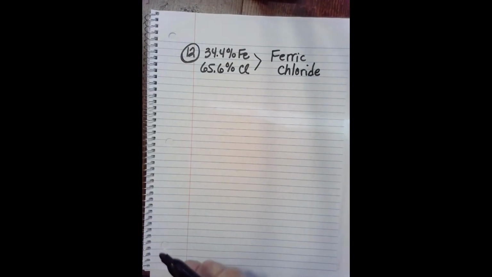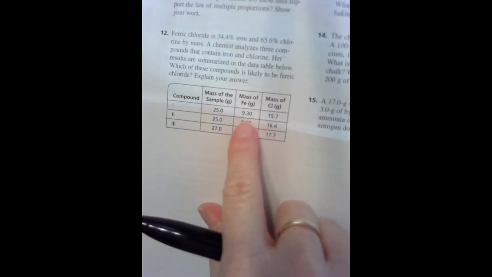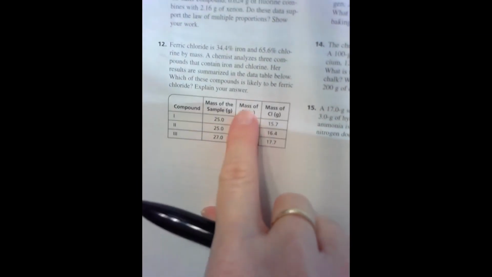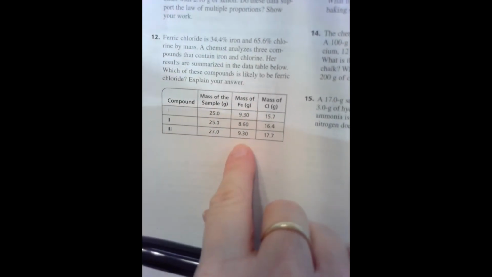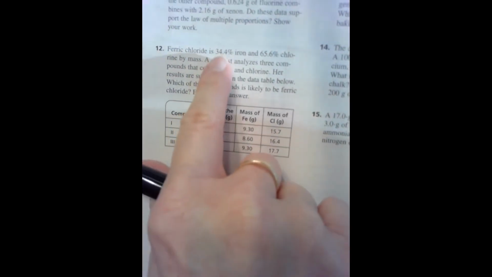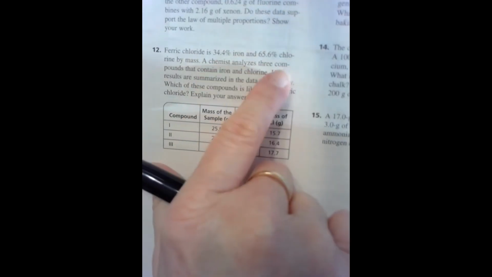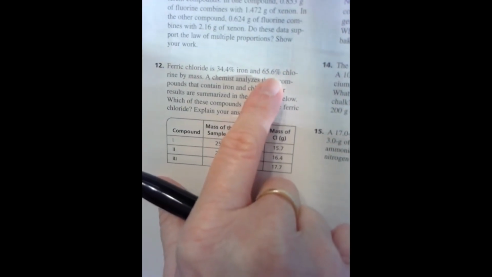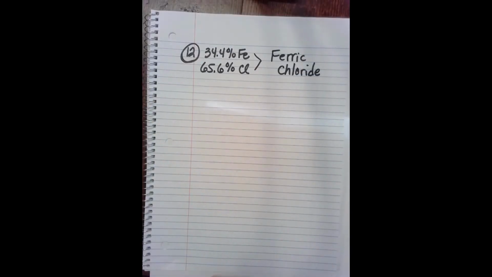So now what we have to do, guys, is take the information from the chart and work backwards to see if we get these percentages. Here's how I set this up. There are only 2 elements here, iron and chlorine. So if I can get the iron to match this percentage, then I know the chlorine has to be this percent. It can't be anything else, because those are the only 2 things in there. So I'm just going to do the iron.